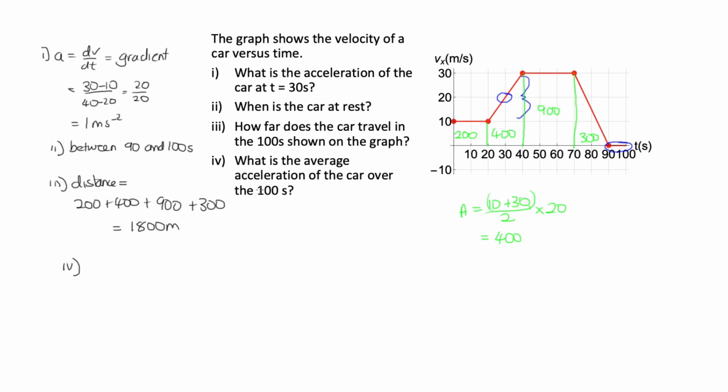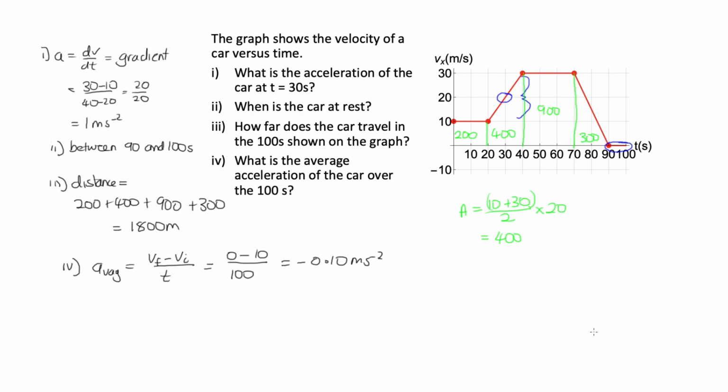Part 4 then says, what is the average acceleration of the car over the 100 seconds? So the average acceleration is equal to the final speed minus the initial speed over the total time. These are easy to just read off. So the final speed, finally it's going at 0 meters per second. Initially it's going at 10 meters per second, and this is 100 seconds. So we've got minus 10 divided by 100, which is equal to minus 0.10 meters per second squared as the average acceleration.